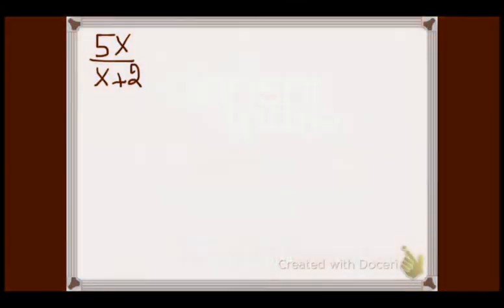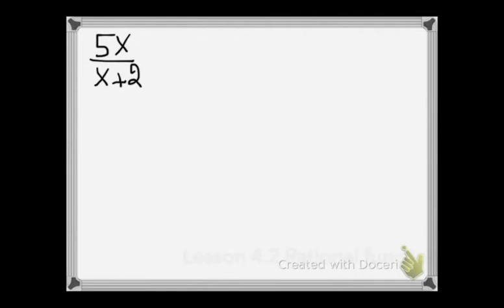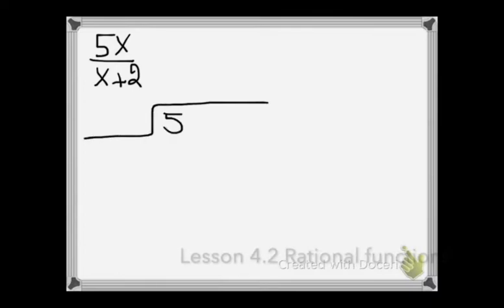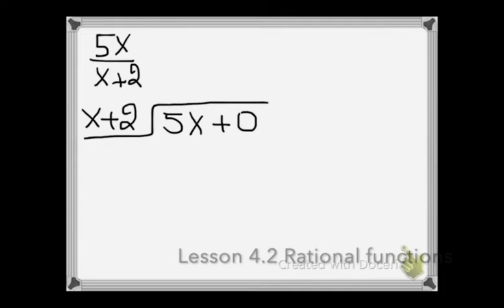Hello guys, now I will explain example 1a, how to make the long division of 5x over x plus 2. Firstly, we draw our long division. We put 5x at the right and we insert an additional 0 as a fill-in, and at the left we put x plus 2.